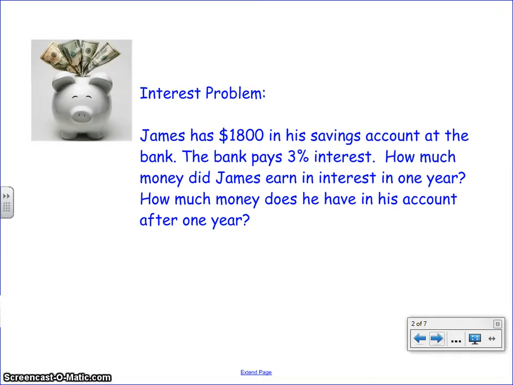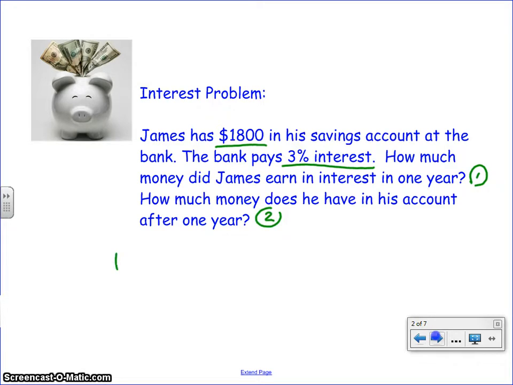So, an interest problem. James has $1,800 in his savings account at the bank. The bank pays 3% interest. How much money did James earn in interest in 1 year? Our first question, how much money did he earn in 1 year? And then the second question says, how much money does he have in his account after 1 year? Okay, so let's figure it out.